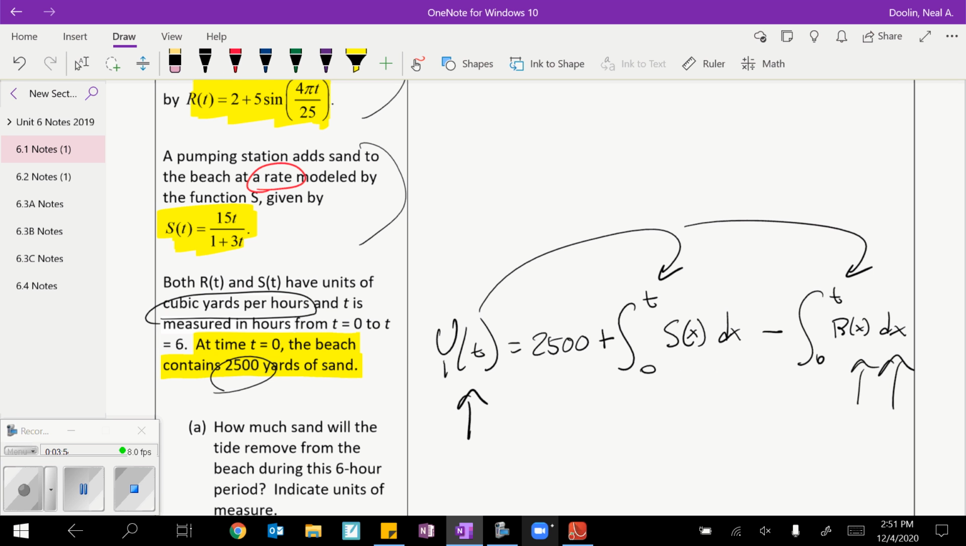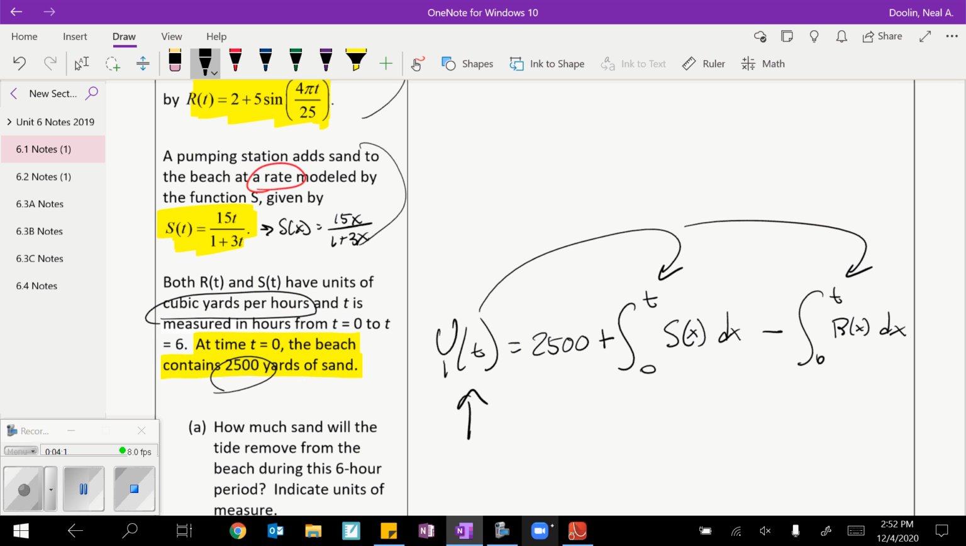Because literally you would just be replacing, you'd say, okay, if s of t is that, then s of x would be 15x over 1 plus 3x. You don't even have to write that. It's just understood. Then you integrate it from 0 to t. Now you have t as your upper limit, so it's okay.